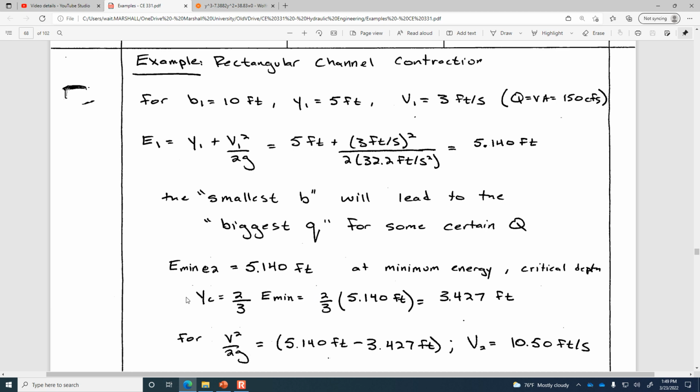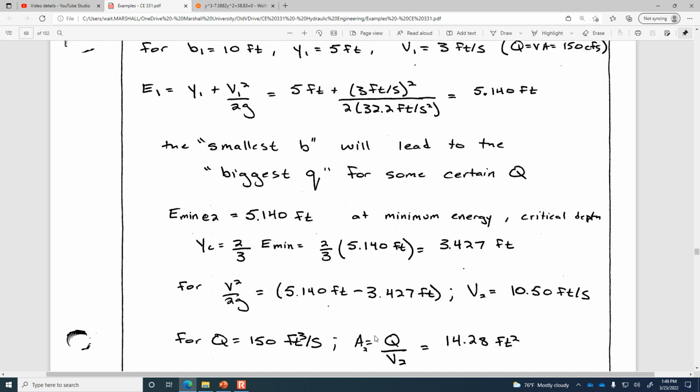So I've calculated the critical depth for that narrower channel. It's going to be 2/3 of the minimum energy. This critical depth of 3.427 is the critical depth downstream at location 2. Now this next part is just saying the velocity head is the difference between the energy and the depth, because remember, the energy is in two places, the depth and the velocity head. This is the total energy at 2, this is the depth at 2, and the difference between the two, about 1.6 feet, is the velocity head.